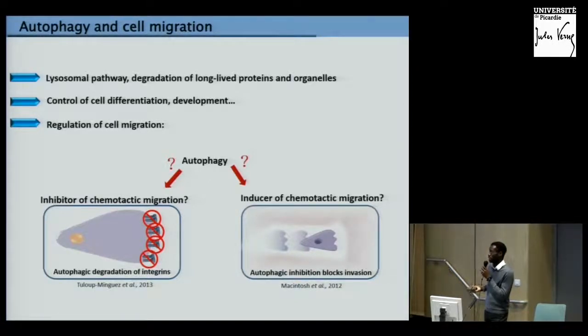On one hand, it has been shown that key proteins that are involved in migration, such as integrins, can be degraded by autophagy, suggesting that autophagy may inhibit chemotactic migration. On the other side, it has been shown that inhibiting autophagy blocks the cell's ability to migrate, suggesting that autophagy may induce chemotactic migration. So these two seemingly opposing views beg the question: is autophagy an inhibitor or an inducer of chemotactic migration?